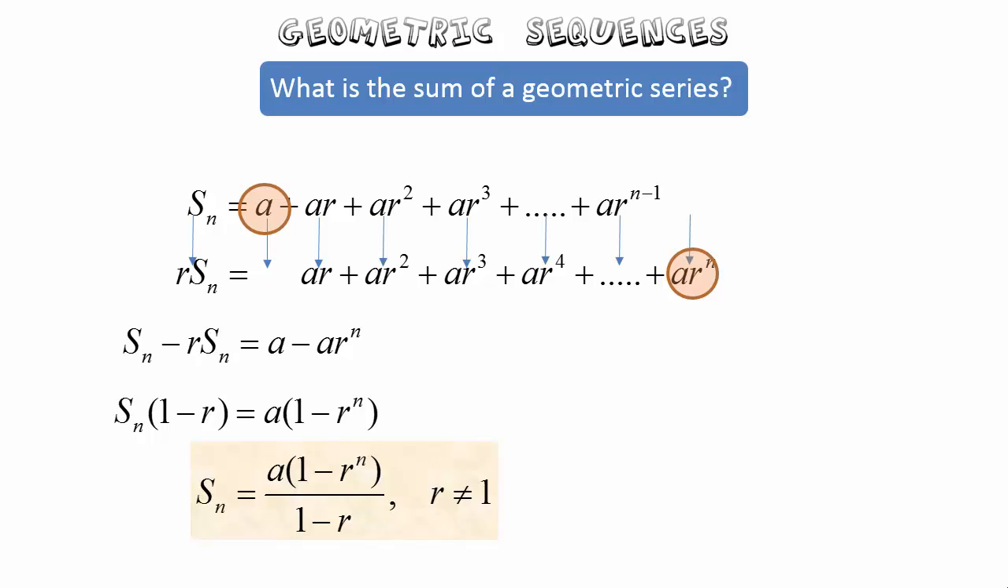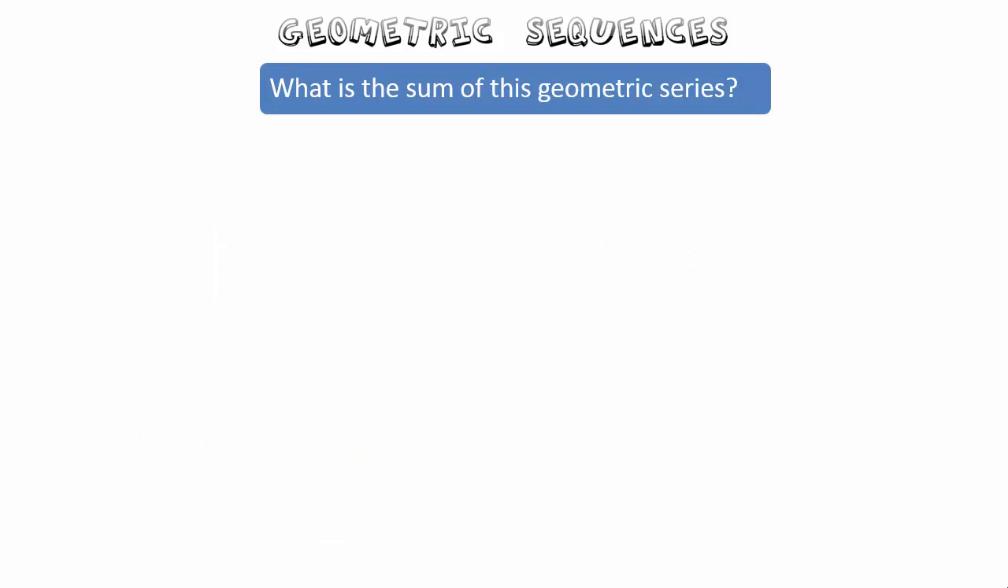Now what does that mean? If we have r equals 1, our original series would be 1 plus 1 plus 1 plus 1 and so on if we let a equal 1. And that is a trivial case anyway. Let's do an example of that.